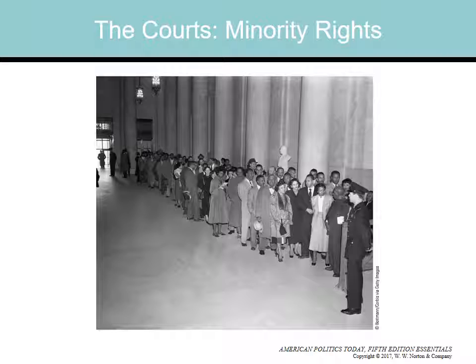The court has been an important protector of minority rights, including in the civil rights era. This picture from 1953 shows people waiting in line at the Supreme Court to hear oral arguments in Brown versus Board of Education. But at other times, the court has supported the will of the majority.